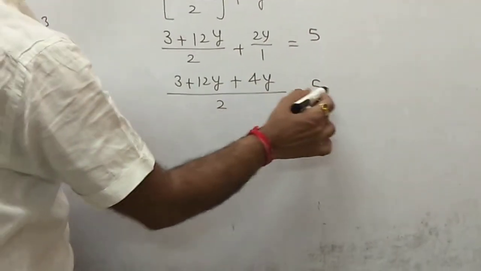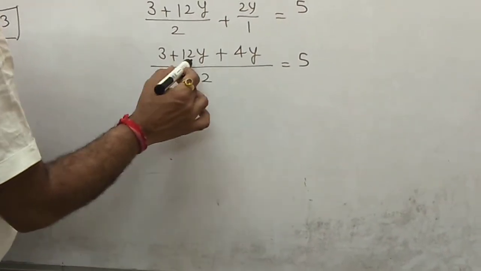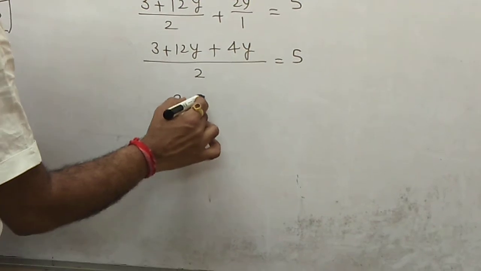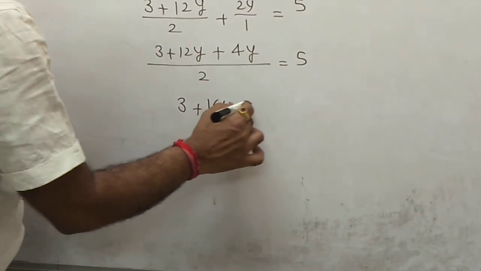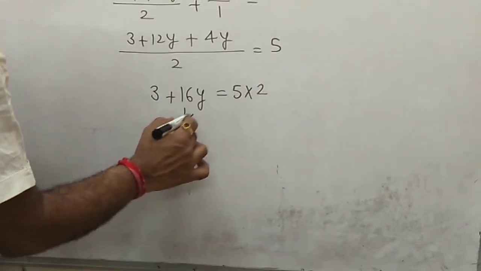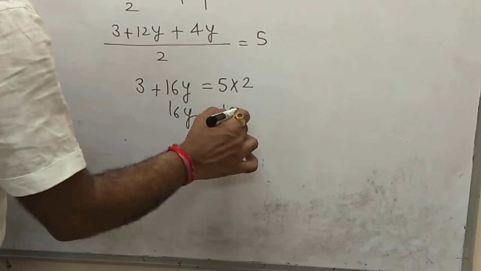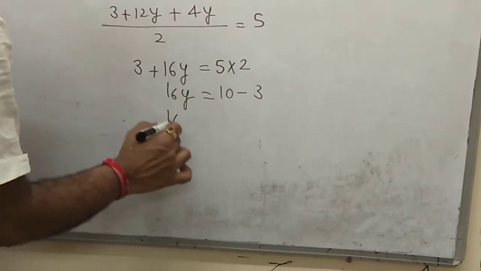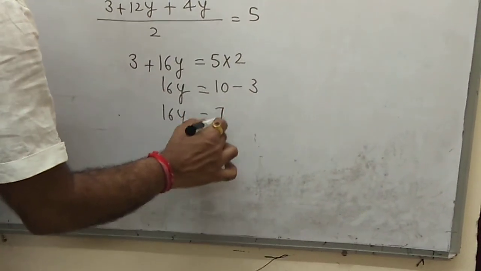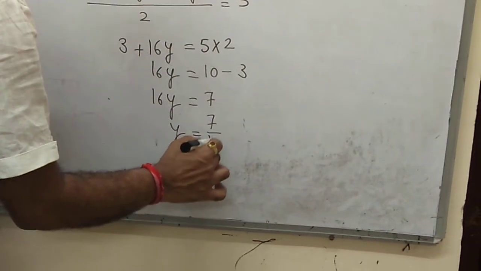Now this 2 goes to the other side by cross multiplication, so 3, and now like terms are 12y and 4y. So 12 plus 4 is 16y, and on the right, 5 into 2. 5 twos are 10. So 16y equal to 10, and this 3 goes to the right, so minus 3. So 16y equal to 7, and then y equal to 7 by 16.